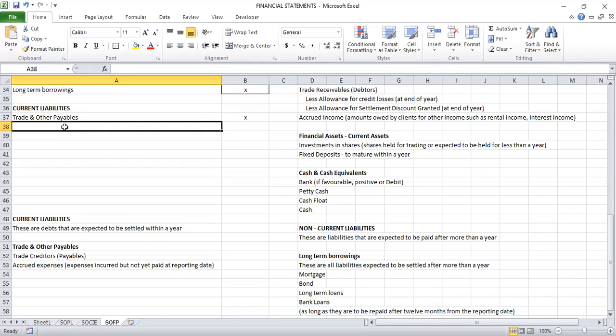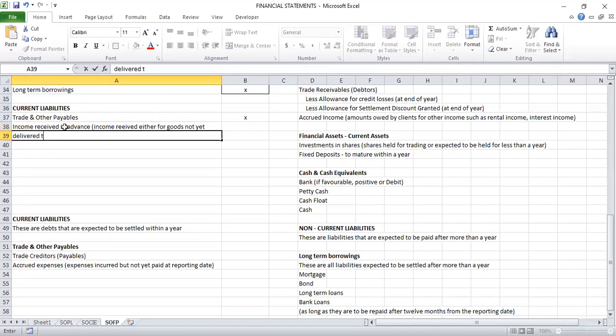Then we also have income received in advance. Income received either for goods not yet delivered to the customer, or services not yet rendered to the customer.